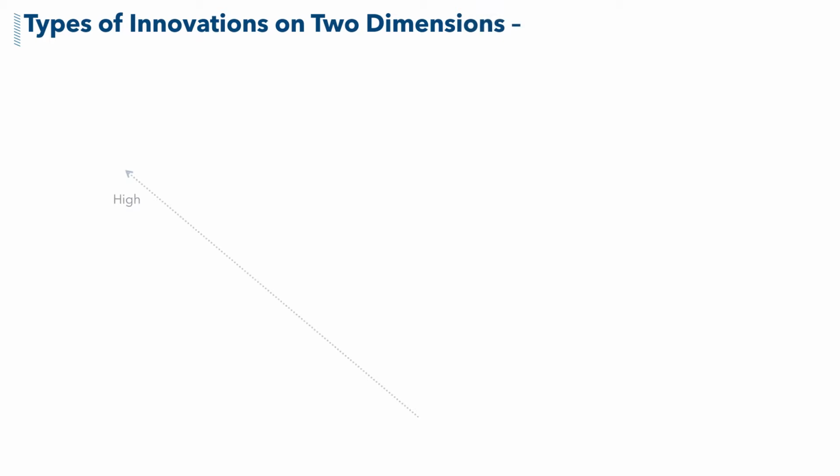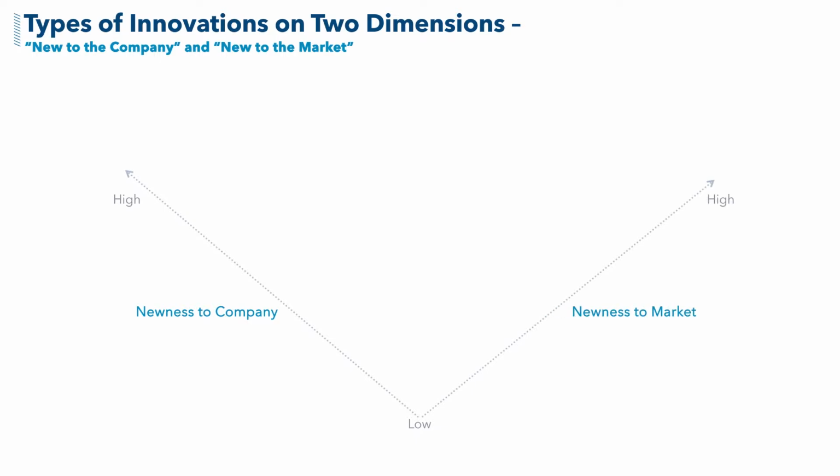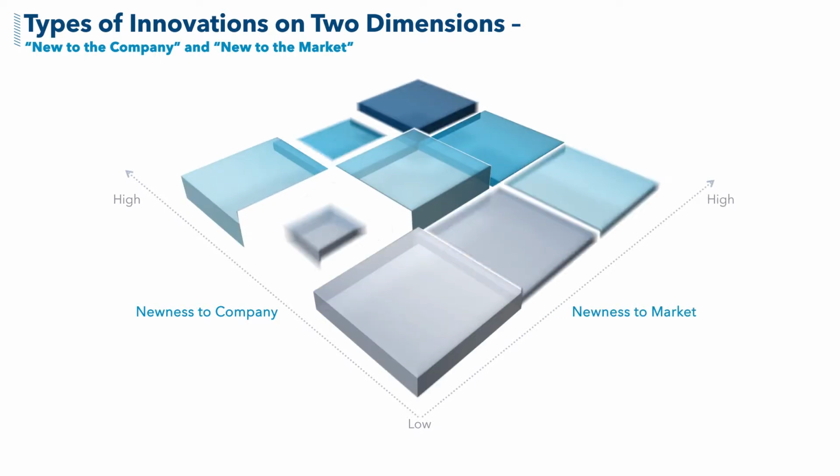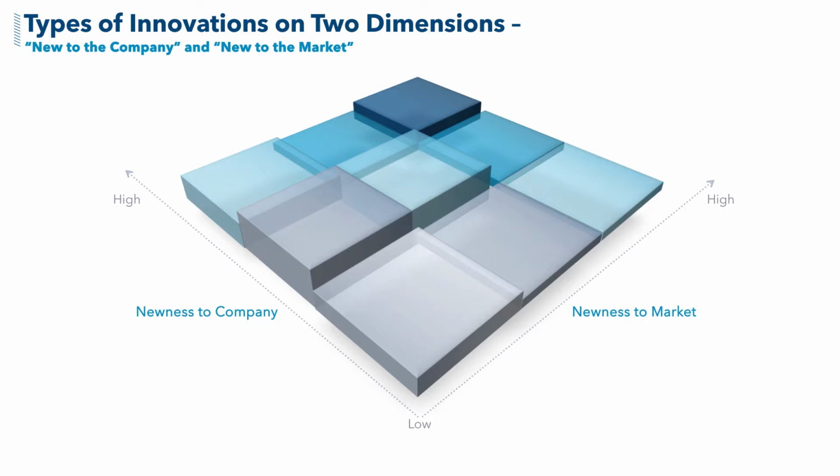On the left, we have the level of newness to the company, and on the right, the level of newness to the market. On the low end of newness, there are cost reductions and repositionings. In the middle, there are improvements to existing products and additions to existing product lines. On the high end, there are new product lines and new-to-the-world products. The question is, using the previous definition of an innovation, are these all innovations?